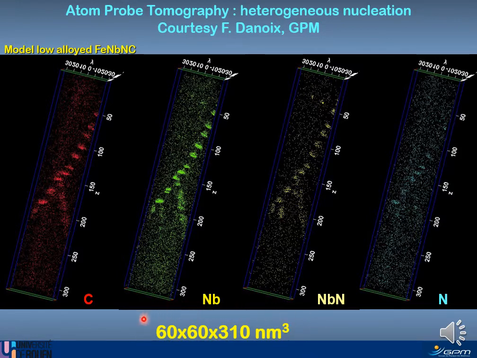And the volume size is given here, 60 by 60. This is the size here. And 310 nanometers, this is here the scale along the depth. So this is the depth scale here along this direction.